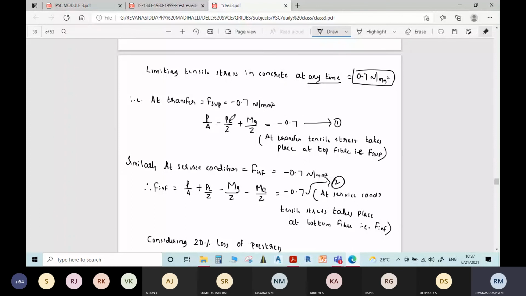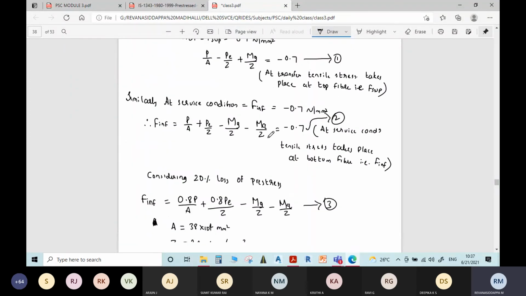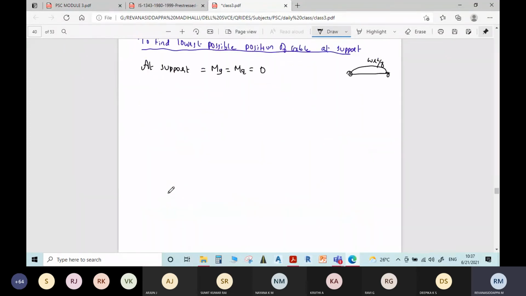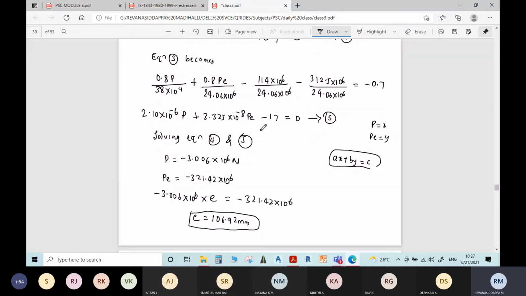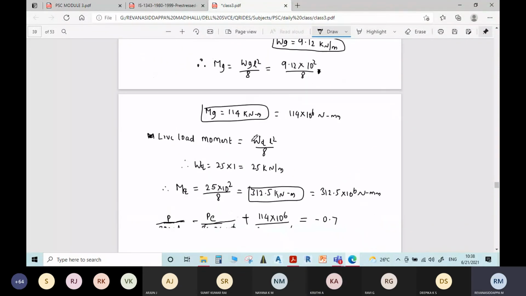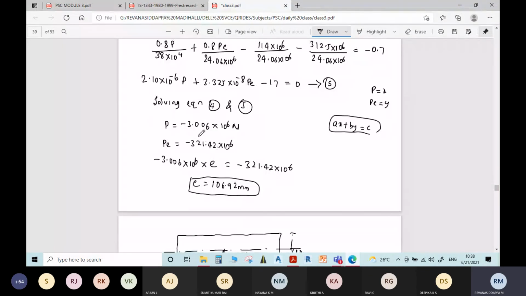It becomes P by A plus minus P by Z is equal to minus 0.7. Okay. Here you write, see here, if you substitute plus 17, I think you will get this sign as plus. Am I right? While giving the input, did you give it with a negative sign or a positive sign? Negative, sir. You change it to positive. The final answer you get for this P is positive only, it will not be negative.